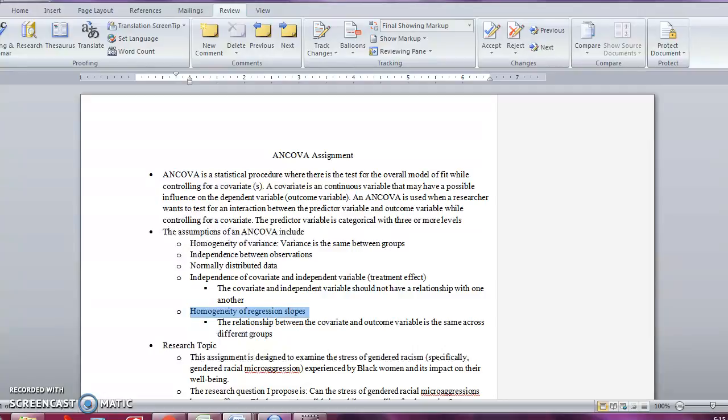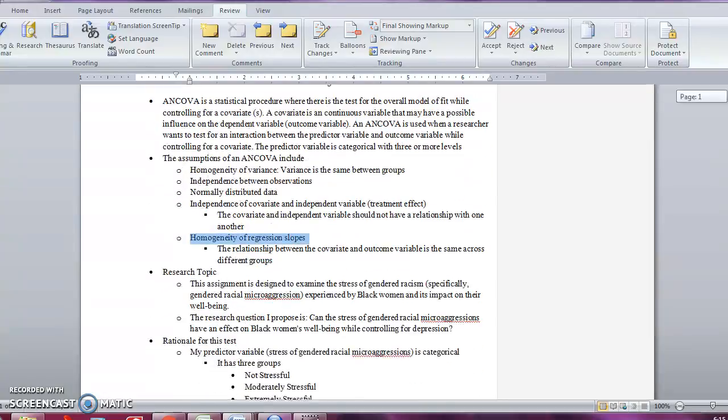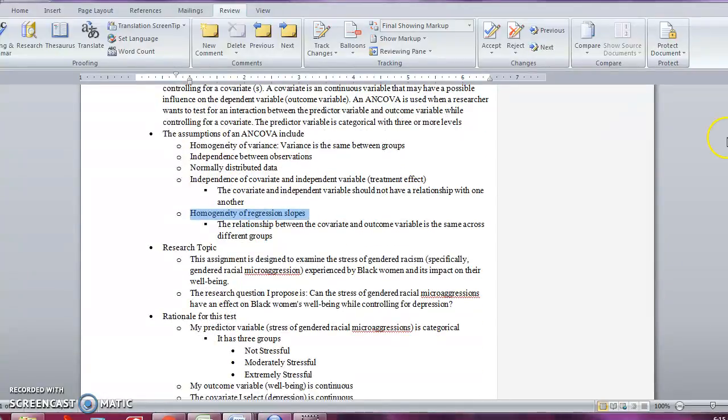The homogeneity of regression slopes refers to the relationship between your covariate and your outcome variable, and essentially it's the same across different groups. So those are the additional assumptions.